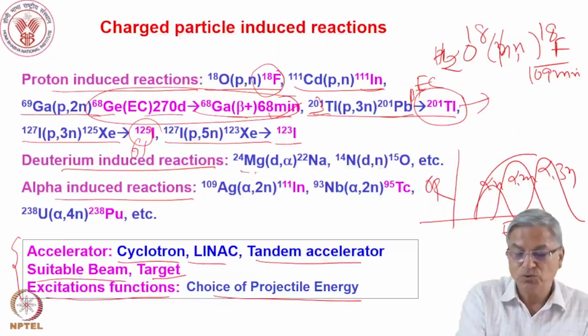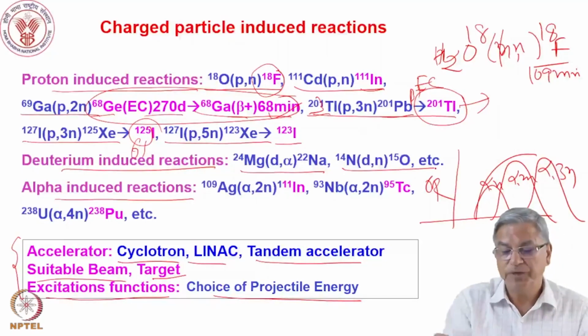Deuterium targets are used to produce sodium-22 and oxygen-15.